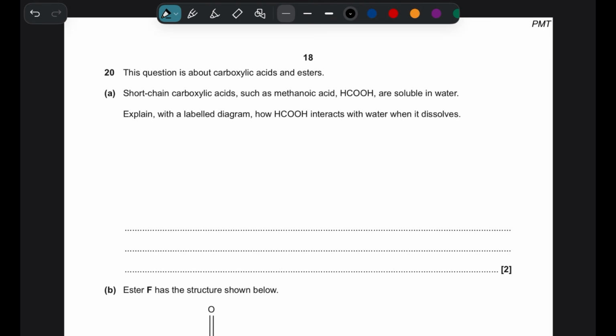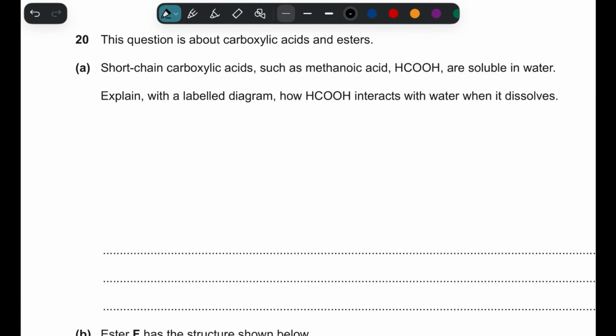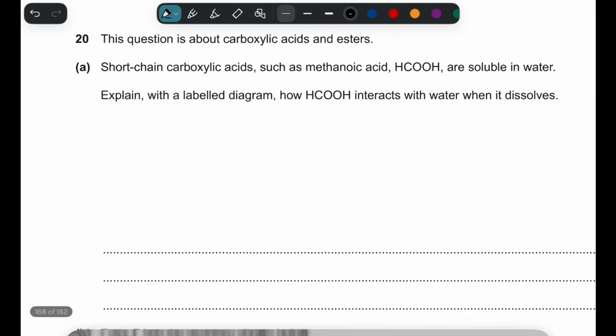Okay, this is probably my favorite question in A-level chemistry, to be honest. It's a bit funny, but literally, you can get this mark so easily. So, first of all, make sure you draw the right thing.